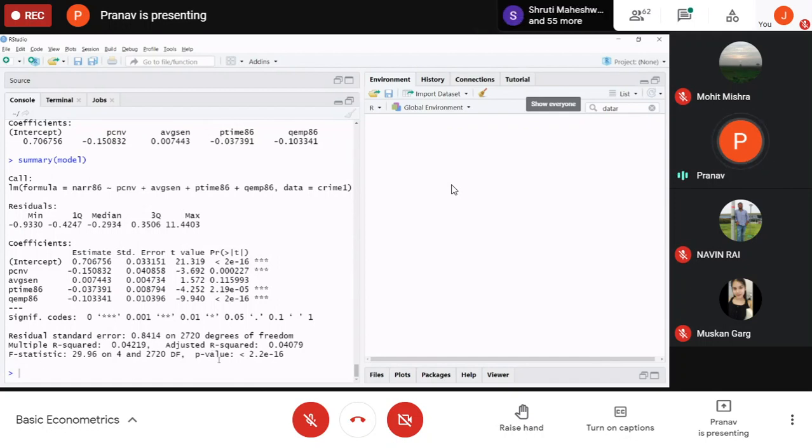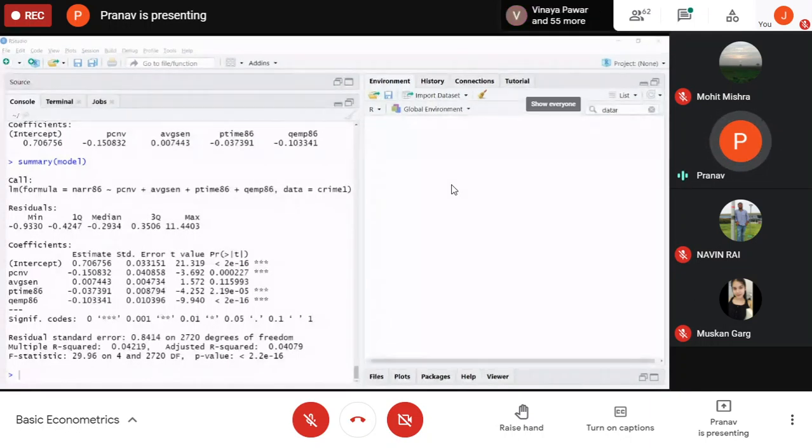That is, assuming the null hypothesis to be true, the probability of obtaining an F statistic having the value 29.96 with degrees of freedom 4 and 2720 is extremely small. Now, ये P value क्या है? And why are P values often reported as far as software results are concerned? So P value is called the probability value.